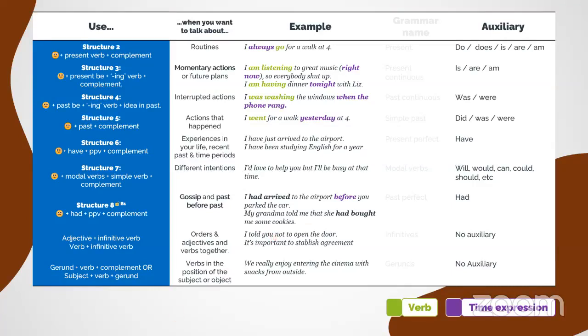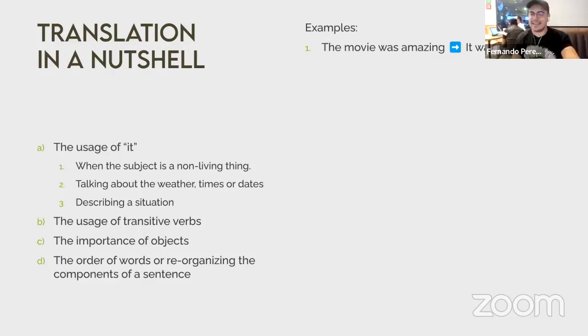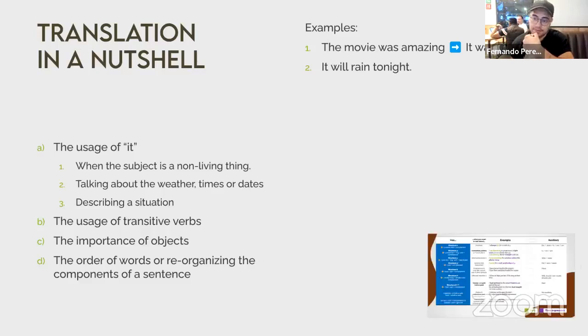It will rain. It will rain tonight. Exactly. That's correct. That's a difference between the first one and this one. The verb needs to match the time expression. This is something that we are going to consider for the exam too.